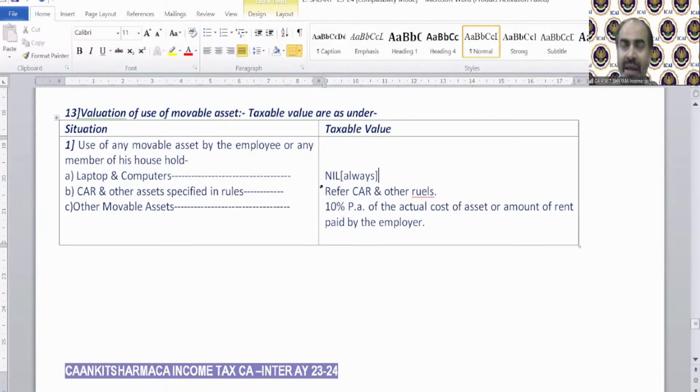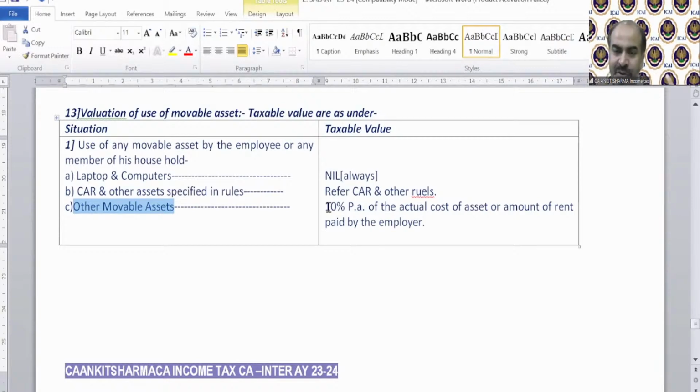And you, I guess, remember that if the employer provides you a car, then what do we tax? 10% per annum of the actual cost of the car. So if there is a car or any other kind of asset which has already been specified in the rules, then taxability will be applicable as per those rules. As in the case of a rent-free house, if furniture has been provided, then we know 10% per annum is going to be taxable. And the amazing thing is that the same provision is applicable for all other movable assets. So if any movable asset has been given to you, the provisions are the same.